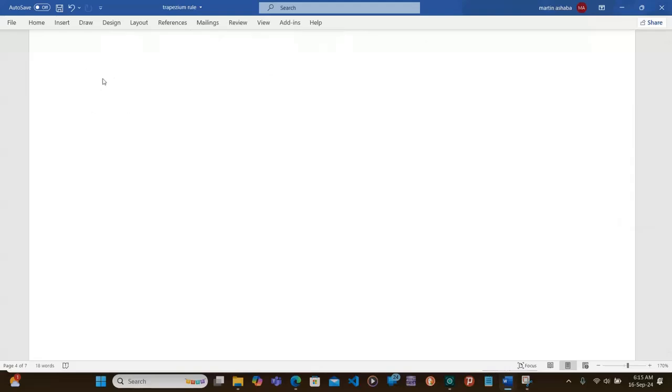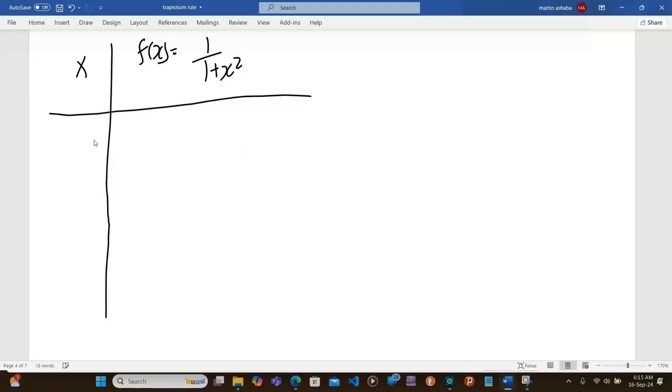So we are going to have our x, and we have our f of x, which is 1 out of 1 plus x squared. Since the first x value starts at 1, we are going to be moving at a step size of 0.5. So from 1 to 1.5, 2.0, 2.5, 3.0, 3.5, and 4.0.